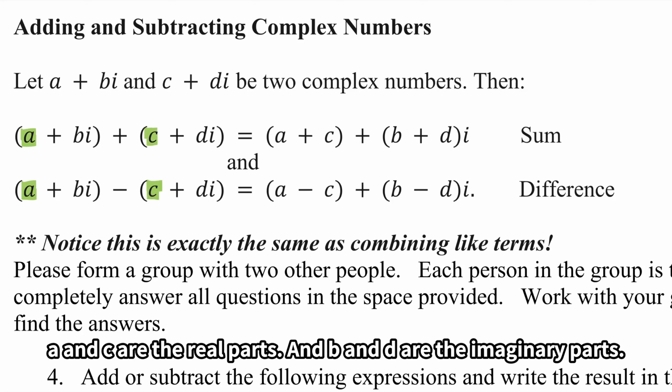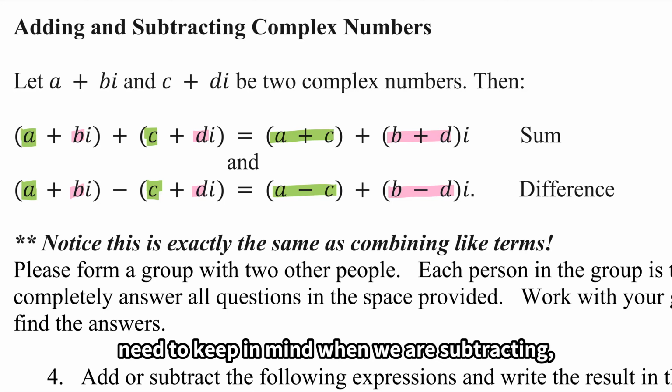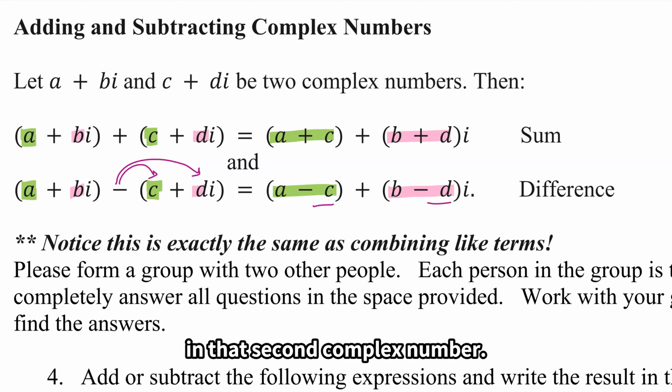a and c are the real parts, and b and d are the imaginary parts. So we are really, essentially, combining like terms. One thing that we do need to keep in mind when we are subtracting is that the negative sign needs to distribute to both terms in that second complex number.